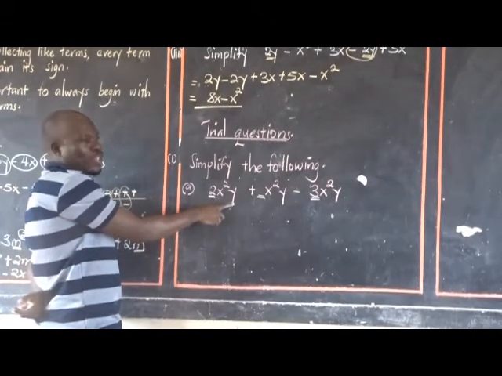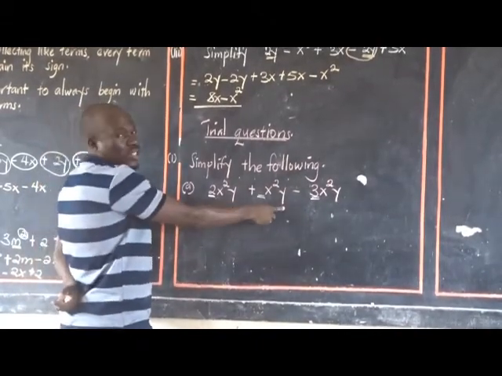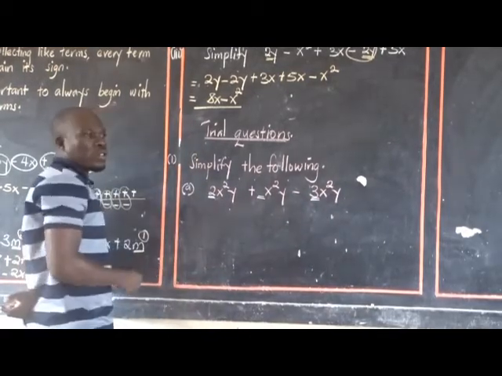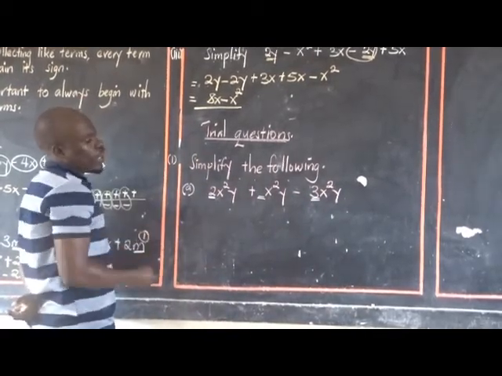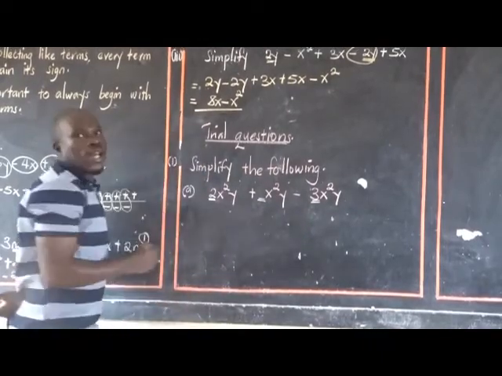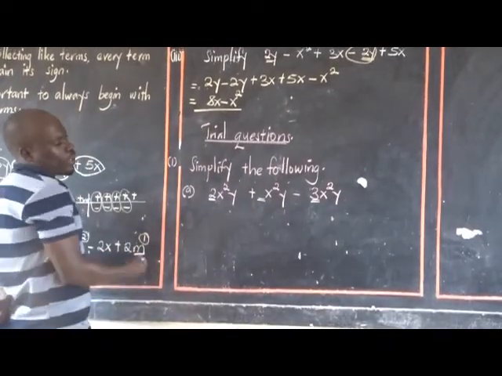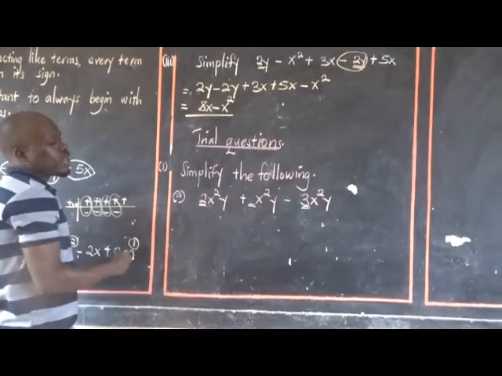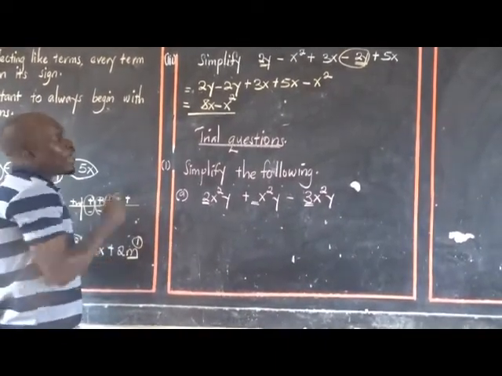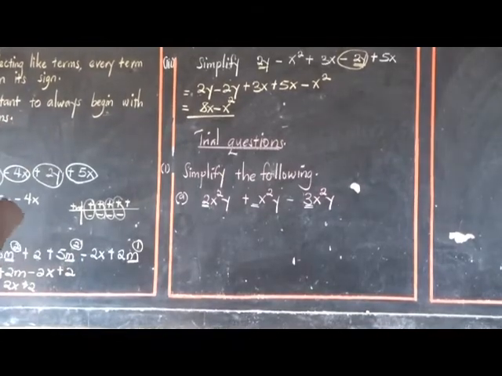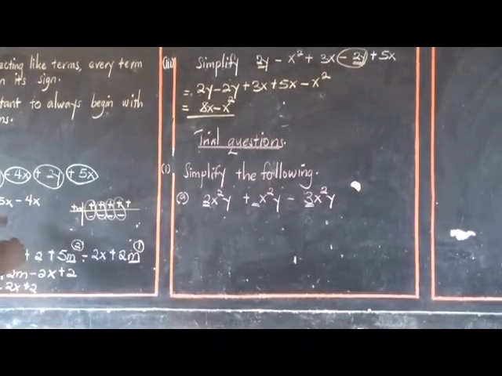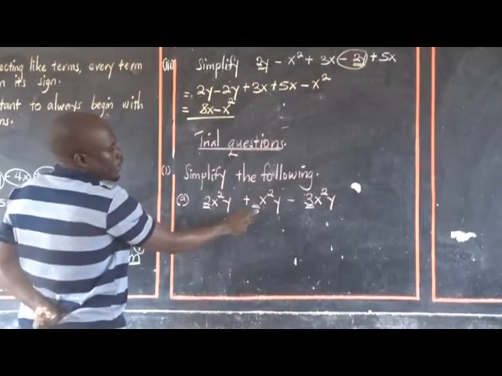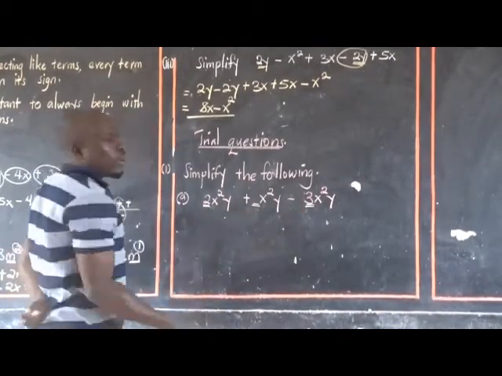This y has no power, this y has no power, this y has no power, which means the y's are also the same. So in that regard, all these terms are like terms. After knowing that they are like terms, the next step is just simplifying. But I have said that it is always important to begin with the positive terms. Since this is a positive and this is a positive, the negative term is the one at the end.